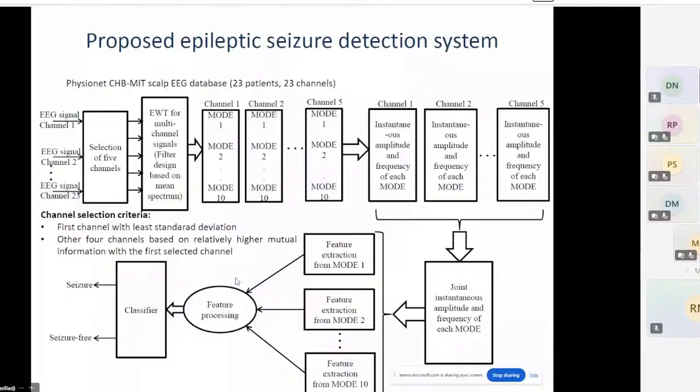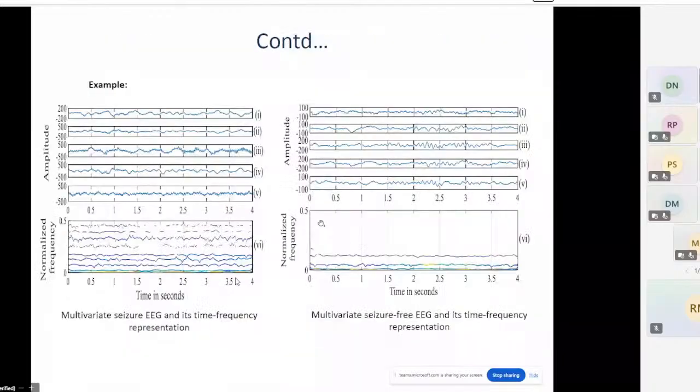So there is a lot of use of such systems for epileptic patients. Now you see this is 5-channel EEG data for the epileptic seizure case, and this is for seizure free. And now you see the time frequency representation. This is the time frequency image for seizure, and this is for seizure free.